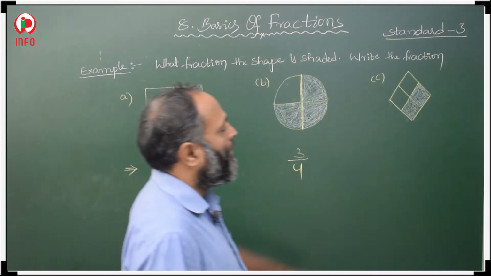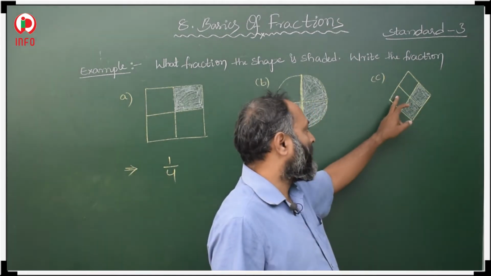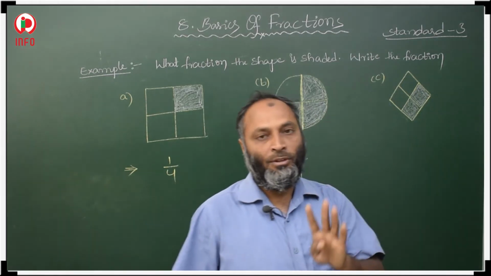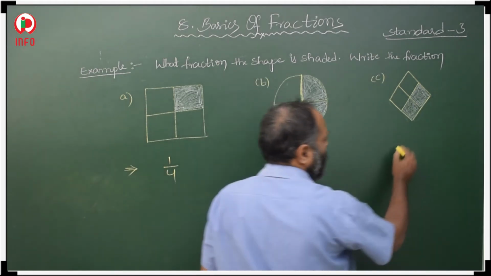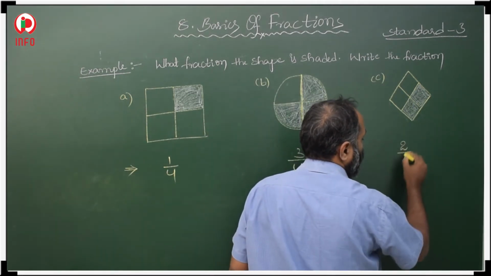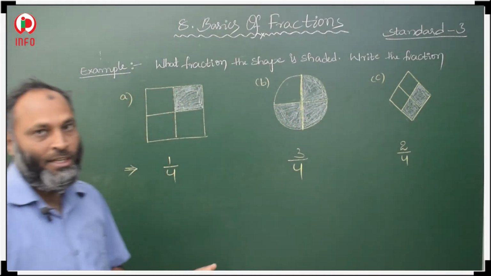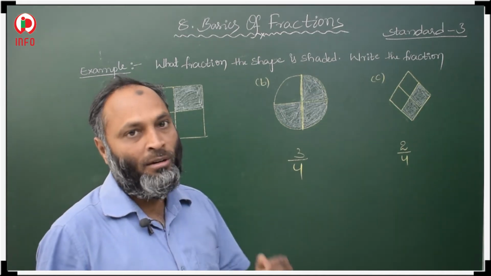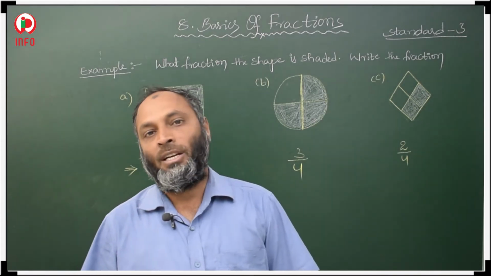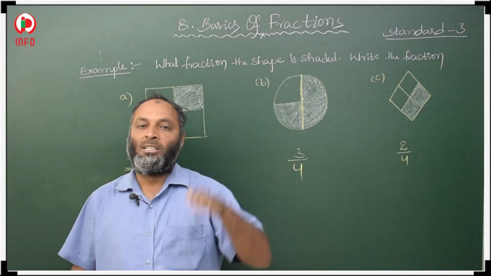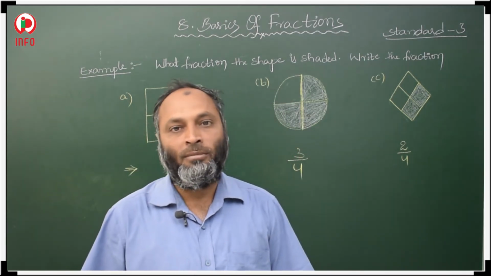Now in this, how many equal parts are there? First we have to count. 1, 2, 3, 4. In these 4 equal parts, 2 parts are shaded. So that is 2 by 4. Shaded parts by total parts, 2 by 4. Okay. So this is the representation of the shaded portion. First we count how many total equal portions there are, then how many parts are shaded. Shaded parts by total equal parts we have to write. That is a shaded portion. Okay.